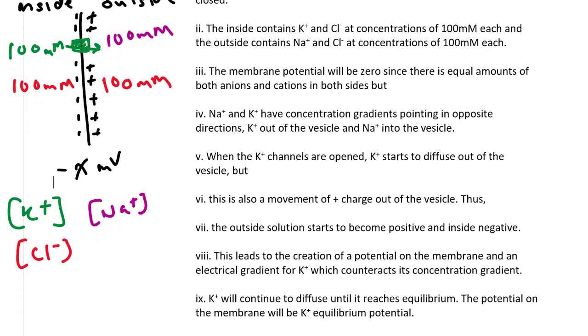Potassium will continue to diffuse until it reaches equilibrium. The potential on the membrane will be potassium's equilibrium potential. And potassium's equilibrium potential will, of course, be dependent on what the concentrations of potassium are when that equilibrium is reached. By that, what I mean is potassium will keep leaking out, so the concentration of potassium on the outside part will start to increase. And eventually, the concentration gradient will equal the potential gradient that is going to be established because of the membrane potential that is being established as positive charge is moving out.